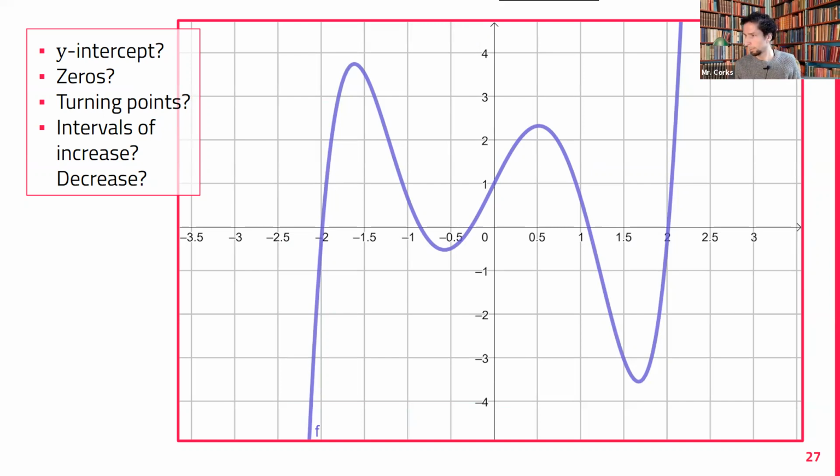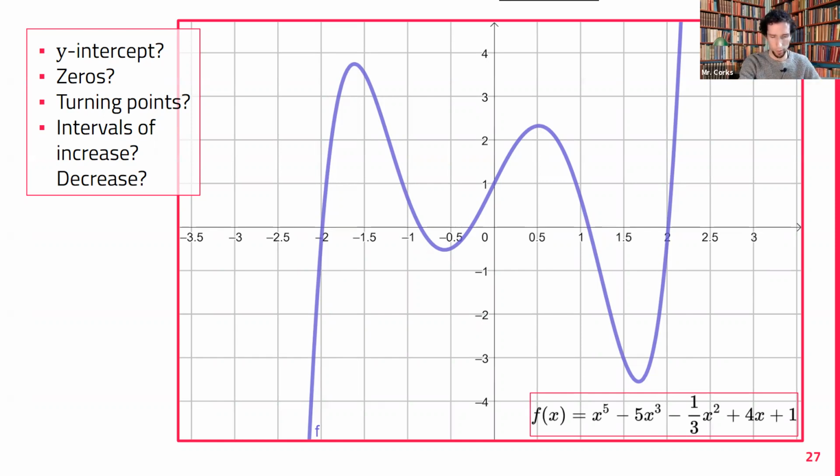Sorry, Professor Corks, I have one question. Yep. I want to know about the exponent. Let's say that x is to the exponent of n. So the n is the maximum number of x-intercepts? Yes. So we'll do it with this example here.